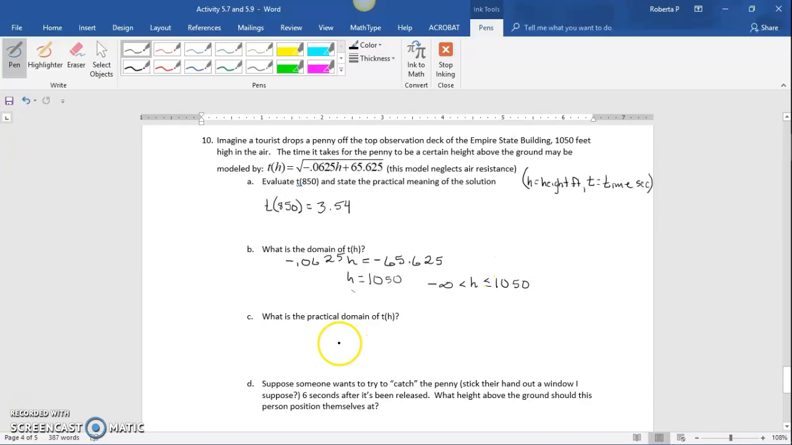Then the practical domain, well, practical would mean that we want this penny to hit the ground, so it's 0 less than or equal to h, which is less than or equal to 1050.